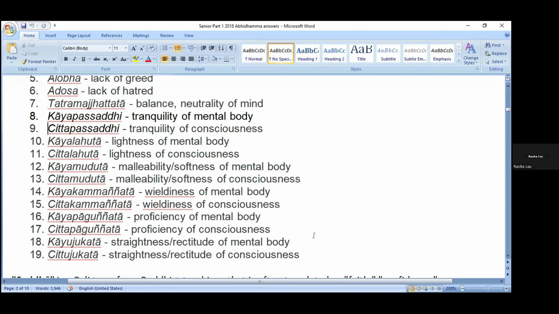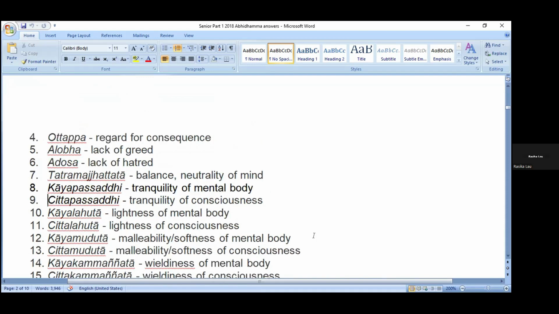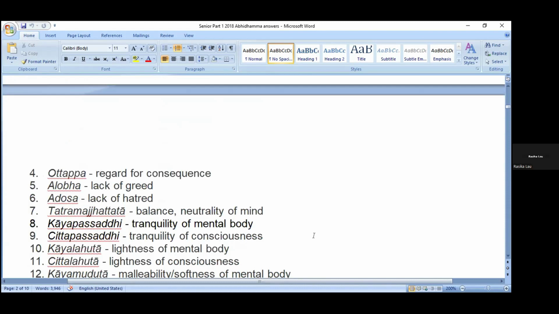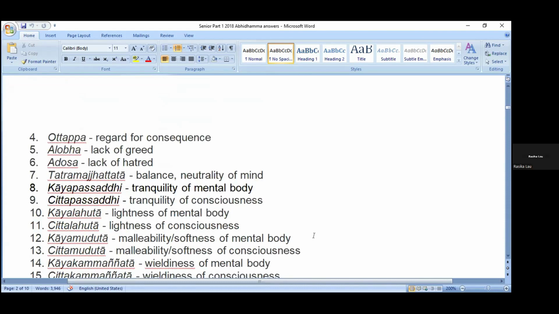By hook or by crook, please remember all these 19. No choice. If you want to pass the exam, you have to do all this remembering work. Or you can form a formula to recall all these 19. Some students are very good at that.